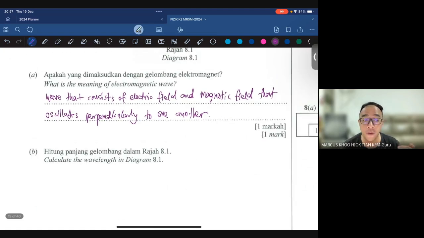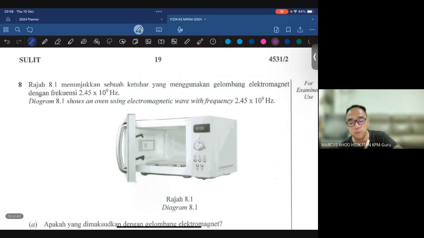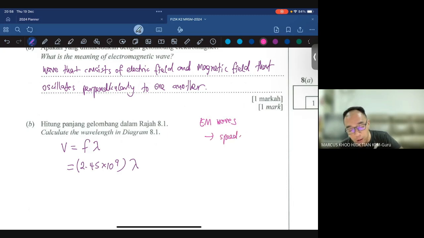Calculate the wavelength. I think this is standard. Every time you see a wave question, there has to be a usage for this formula: v = fλ. The f is given to you, 2.45 times 10 to the power of 9. Then there's the wavelength, lambda, which you want to calculate. The question is, what is the wave speed? This is the other thing you need to remember: an important characteristic of electromagnetic waves is that they travel at the speed of light.